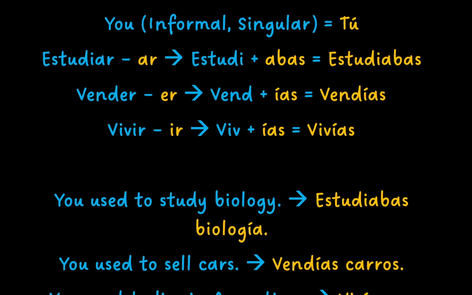You in Spanish when speaking to one person informally is tú. And to conjugate this, we drop the endings, and for estudiar, we add -abas. And for vender and vivir, we add -ías. So estudiar becomes estudiabas, vender becomes vendías, and vivir becomes vivías.